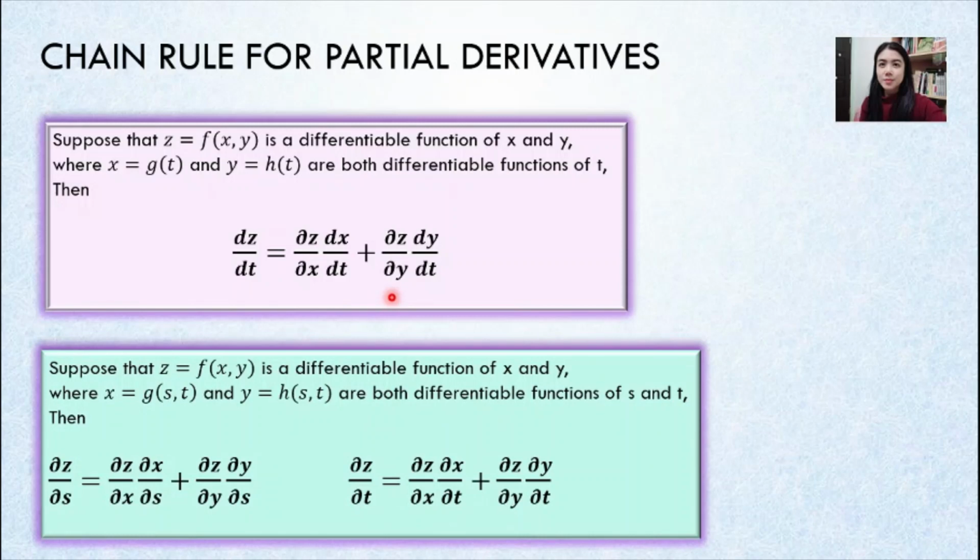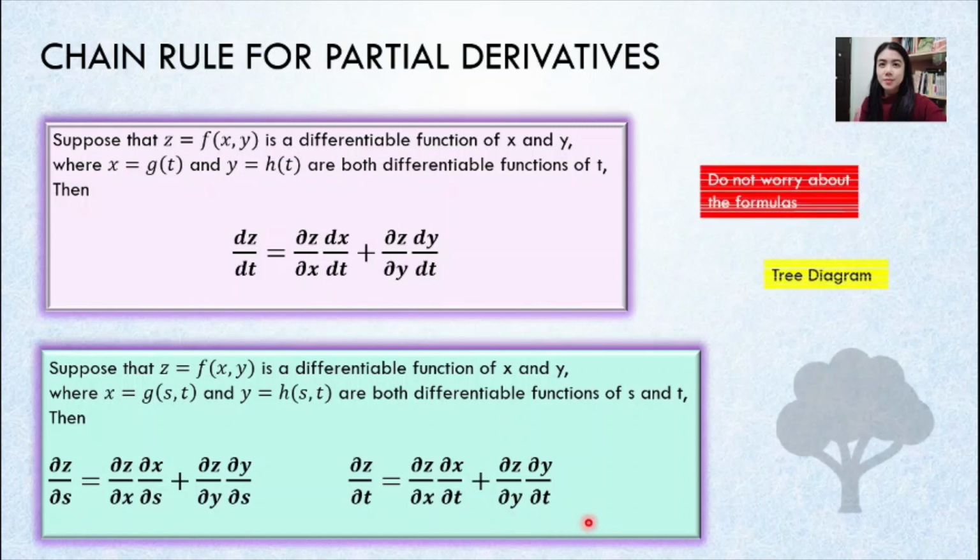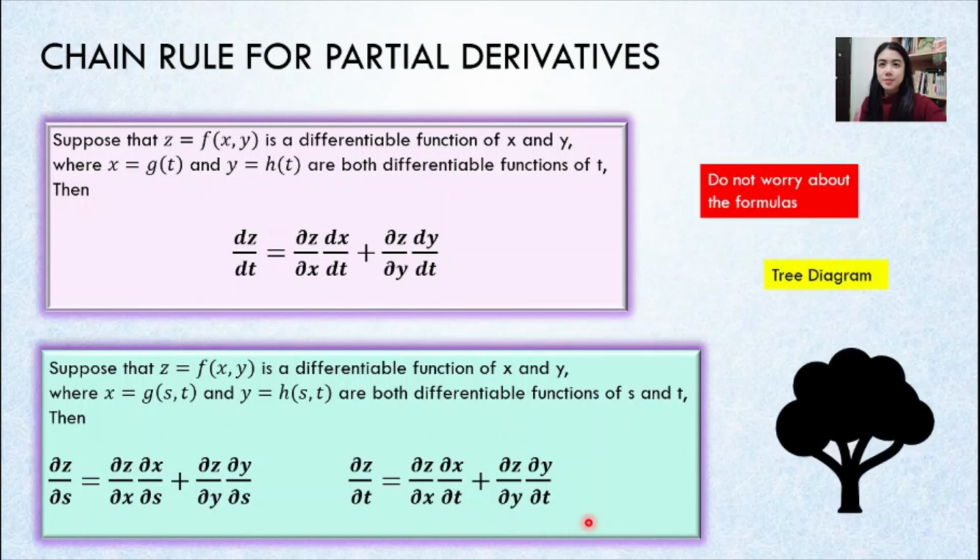The second theorem says that if you have z, and z is a function of two variables, x and y, and x is a function of two variables s and t, and y is a function of two variables s and t, then the chain rule for del z del s will be this one, and del z del t will be this. But do not worry about the formula. You don't have to memorize the formula, you just need something called a tree diagram to help you solve the questions that involve the chain rule.